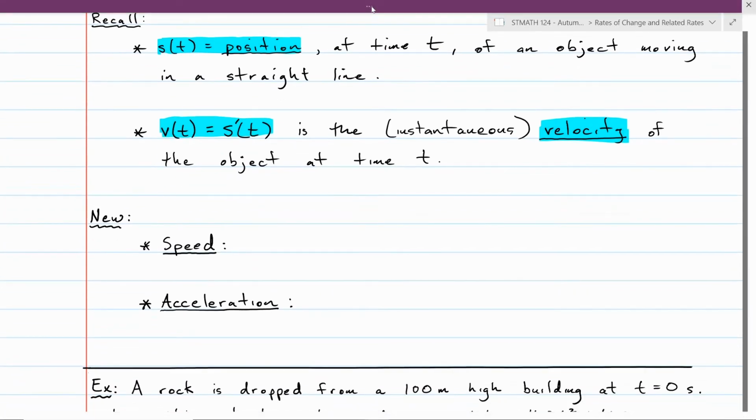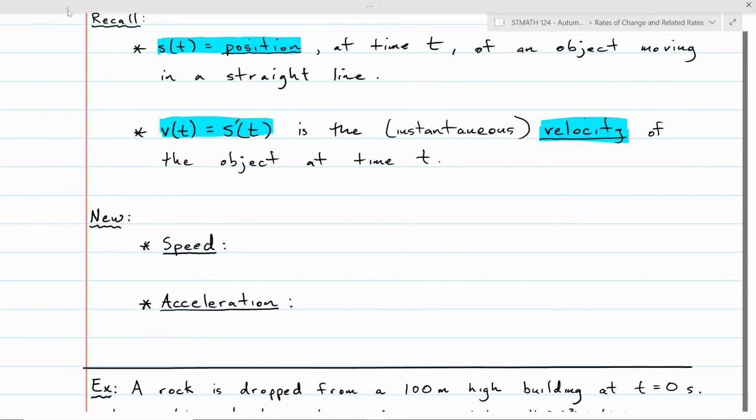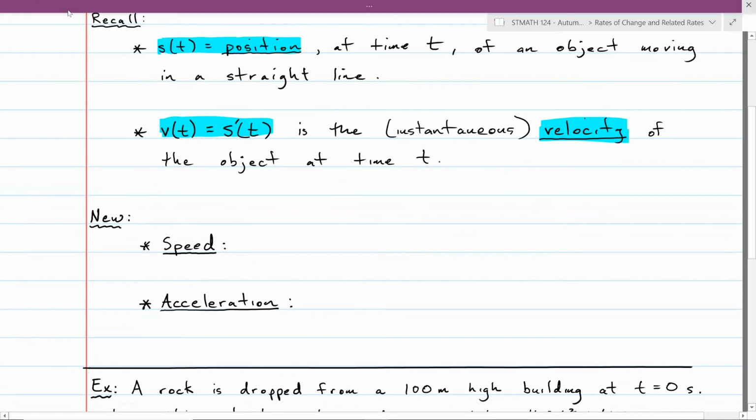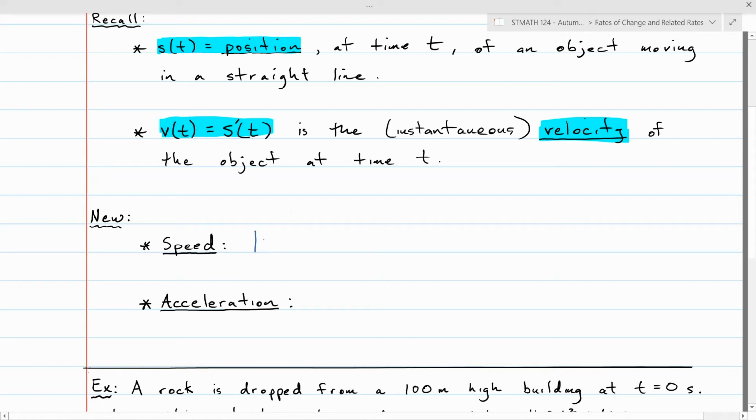And something new that we'll introduce now: sometimes when we're talking about an object moving around, we want to differentiate what we mean by velocity versus what we mean by speed. Well, speed is just the absolute value of velocity. So whenever you look at the speedometer on your car, it's always a positive value, right? You might be going 60 miles per hour or whatever, but you're never going some negative speed on your speedometer.